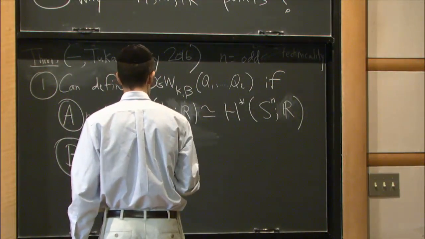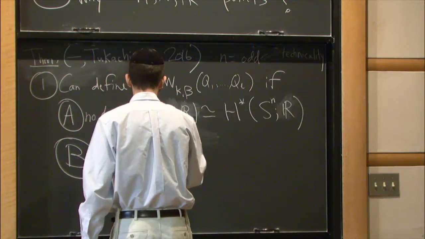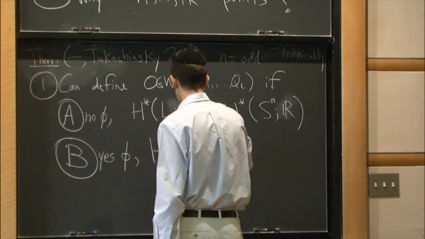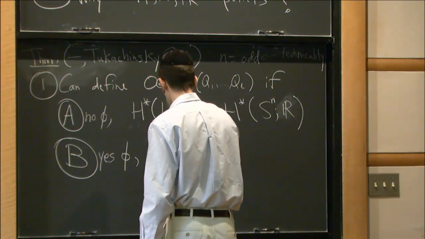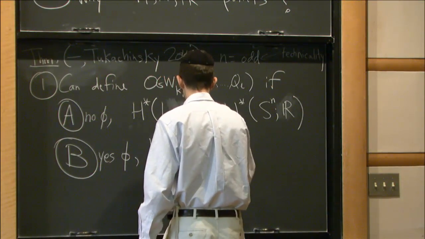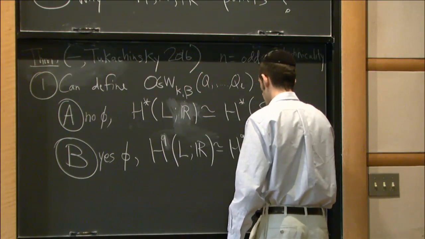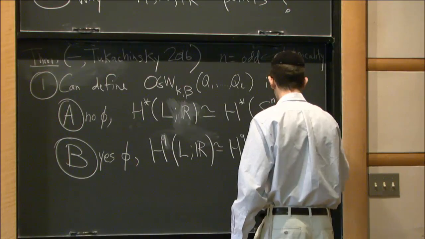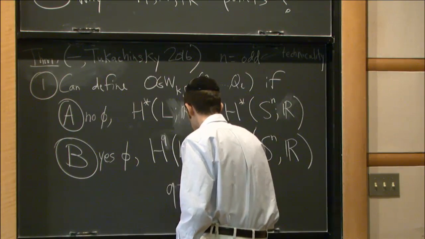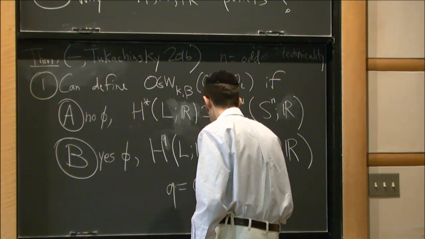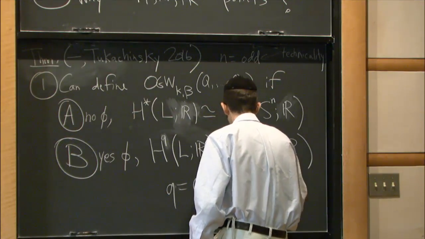So then we can weaken the assumption on the cohomology and say instead that the cohomology of L agrees with the cohomology of the sphere, but only for certain degrees. Say q equals 0 or 3 mod 4.